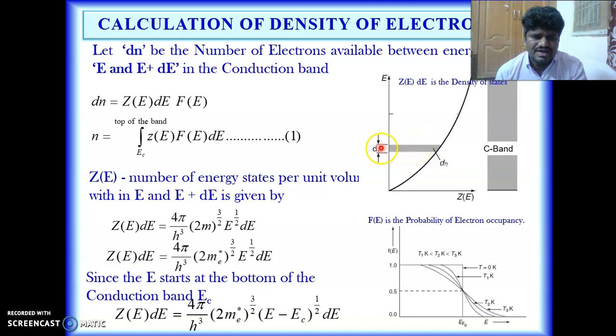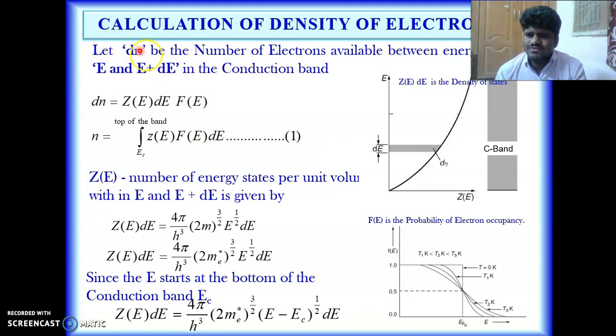Suppose I assume that between E and E plus dE, Z of E dE is the density of states, and it contains dN number of electrons. This value also depends upon the probability of finding the electron within these energy levels, and this f of E is highly dependent on the temperature. Now dN is defined as dN is equal to Z of E dE f of E. This is only for a short range of energy levels.